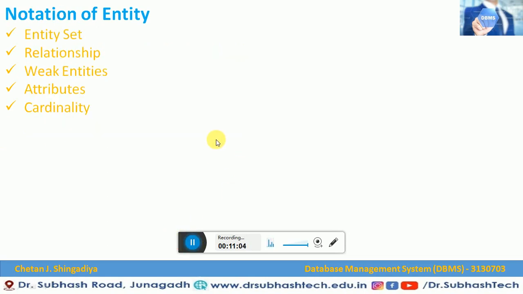Now after understanding what an entity is, what the examples of entities are, and how we can represent an entity, we have to understand the notation of an entity. It will include entity set, relationship, weak entities, attributes and cardinalities. So let us discuss them one by one in detail.